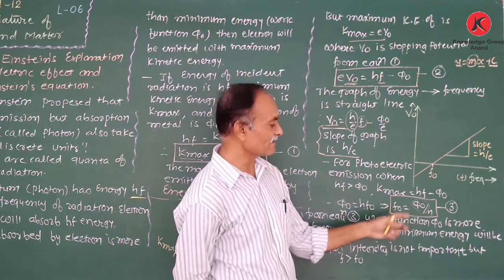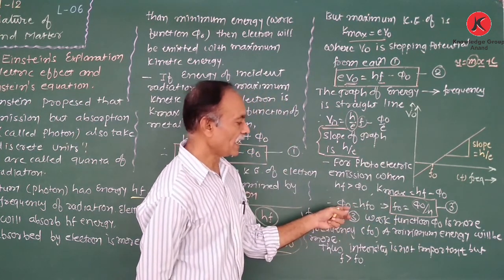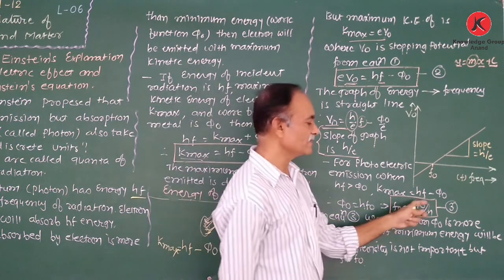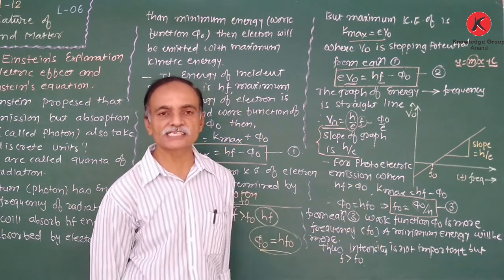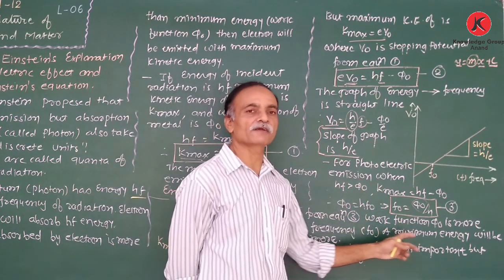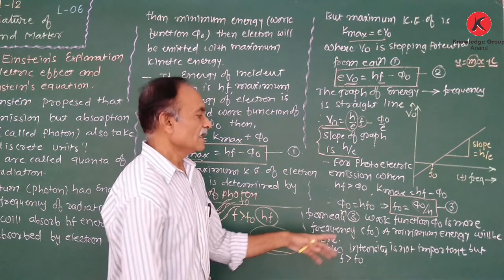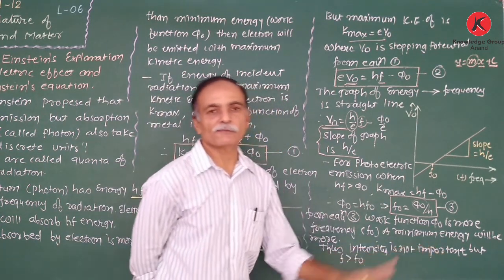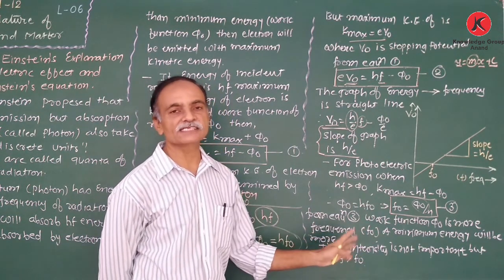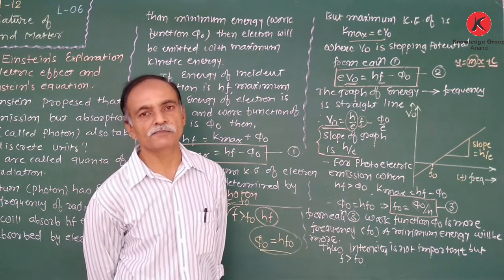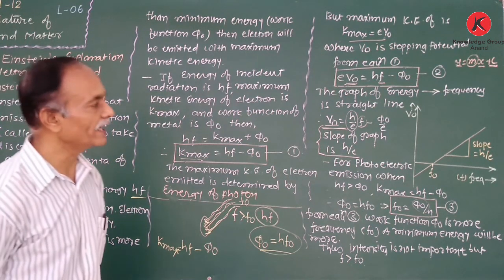For the minimum frequency required, if you consider the kinetic energy is 0, then phi 0 is equal to hf0. Therefore f0 is equal to phi 0 upon h. For a given metal, if the work function is more, the value of the threshold frequency is more. Thus, Einstein suggested that the intensity of the light is not important for the photoelectric emission, but the frequency is important, and the frequency must be more than the threshold frequency. So that is Einstein's explanation about the photoelectric emission.